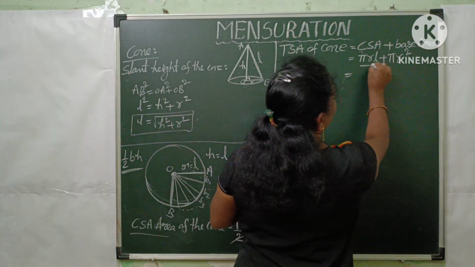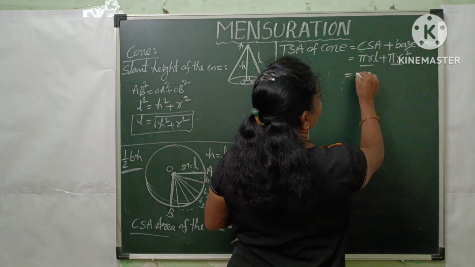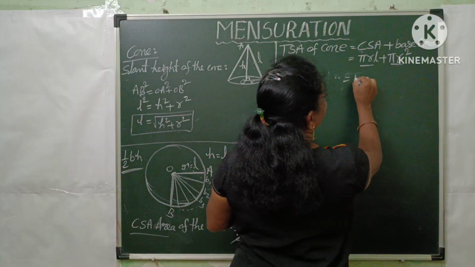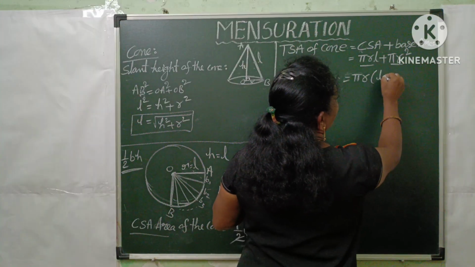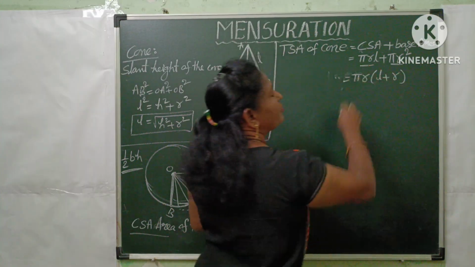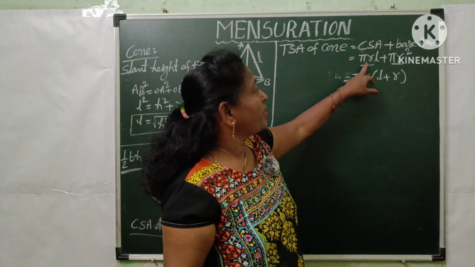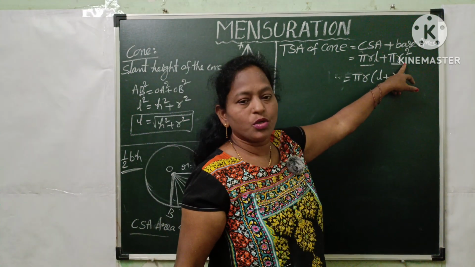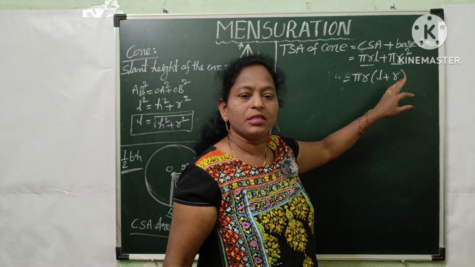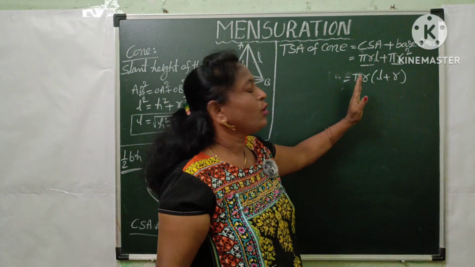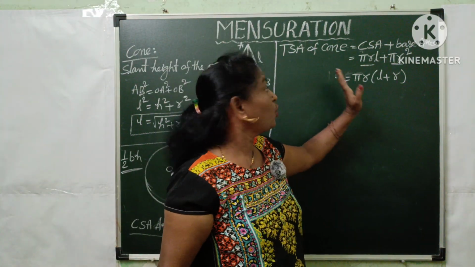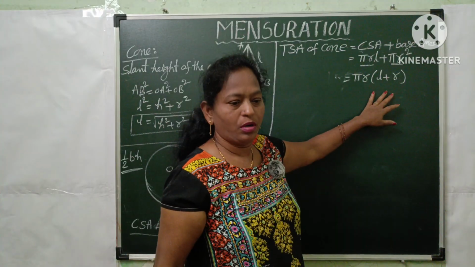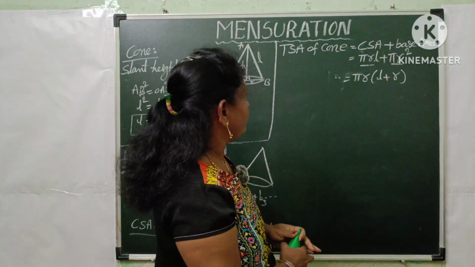In this, pi r is common to both. So if you take the common pi r, it becomes pi r, L plus r. Here in the first term, if you take the common pi r, L is left, and here r is there. So L plus r. This is the TSA of the cone, the total surface area of the cone. Okay.